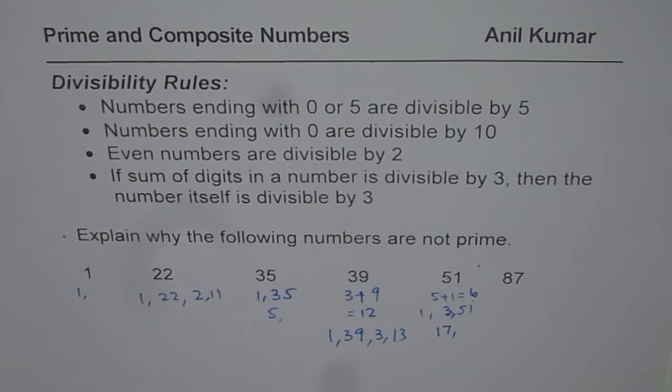Got it? Now 87. Let that be the question for you. 8 plus 7, you can check whether it can be divided by 3 or not. If it can be divided, then 3 is also a factor of 87. So 87 has more than 2 factors, 3 in addition to 1 and 87. And therefore, it is not a prime number.